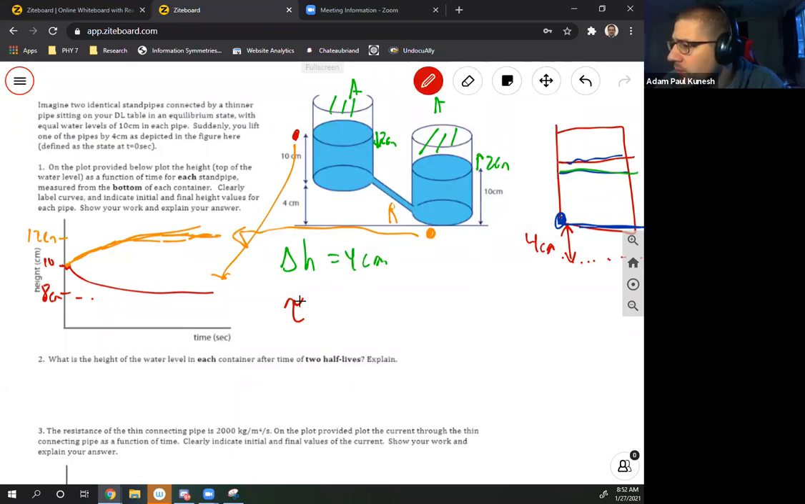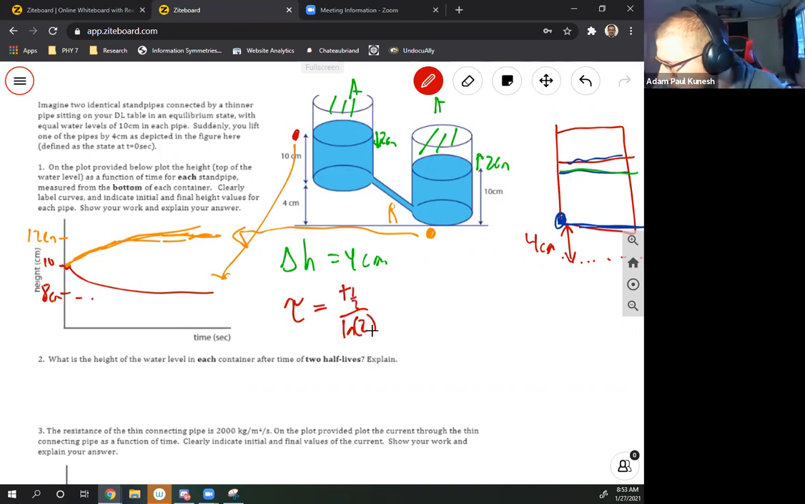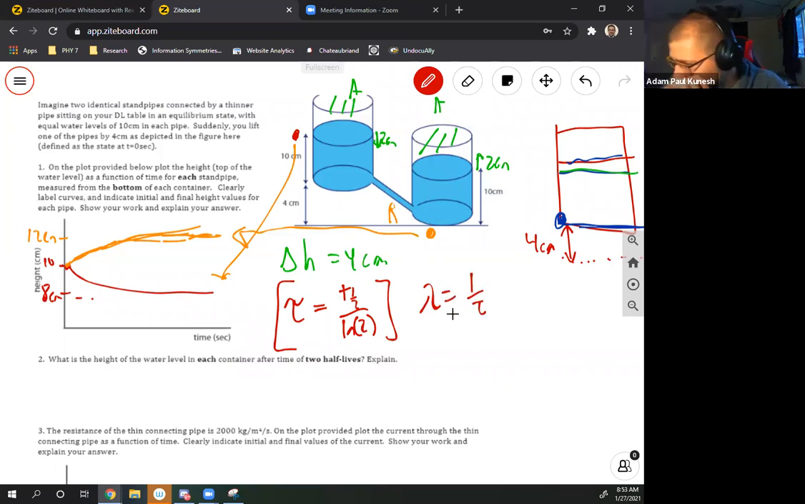So tau is the half-life over natural log 2. Okay, so tau is that thing. 1 over lambda is tau, tau is 1 over lambda. So these are another important set of equations. And lambda is the thing inside the exponent.